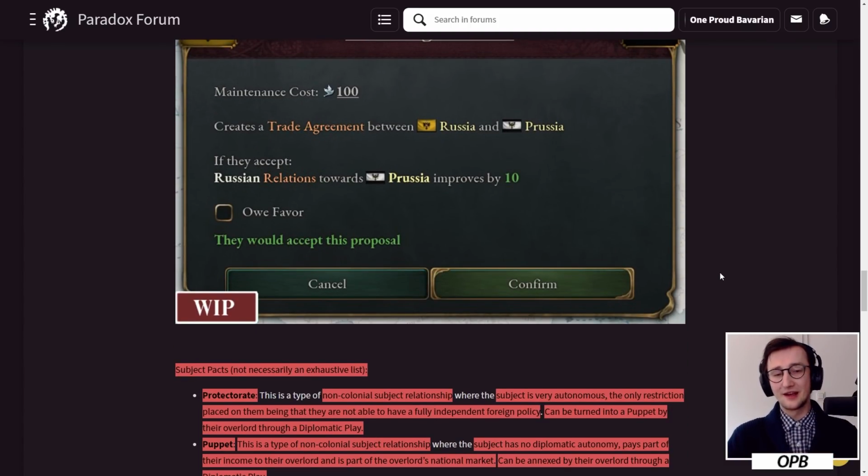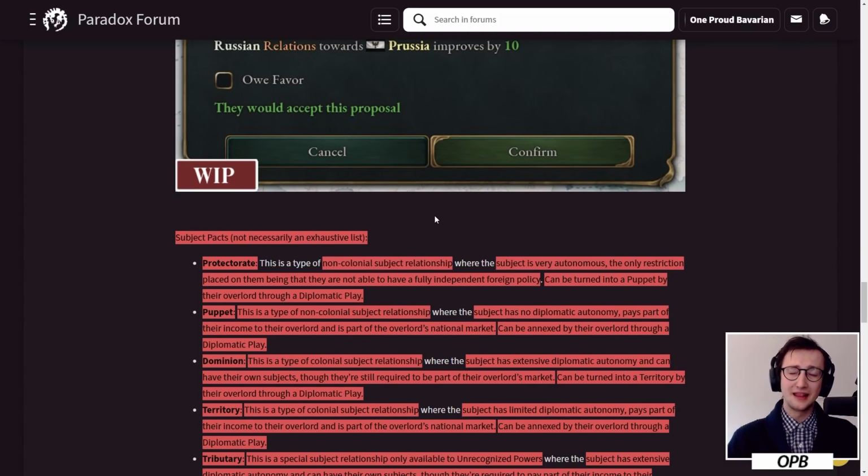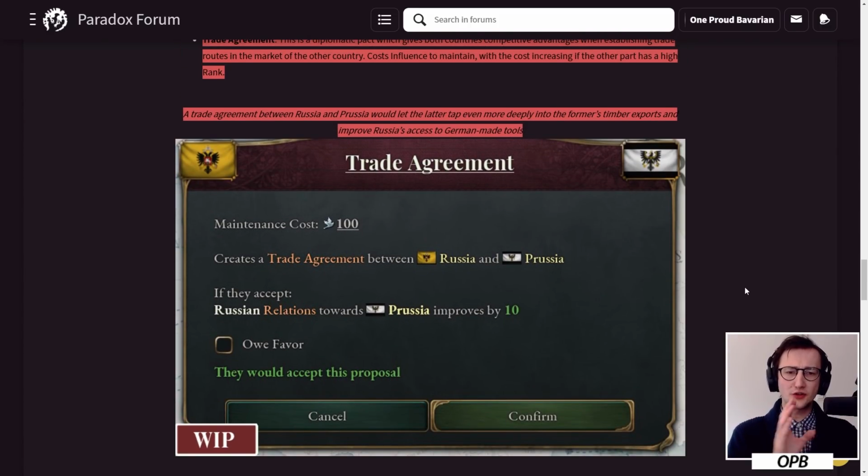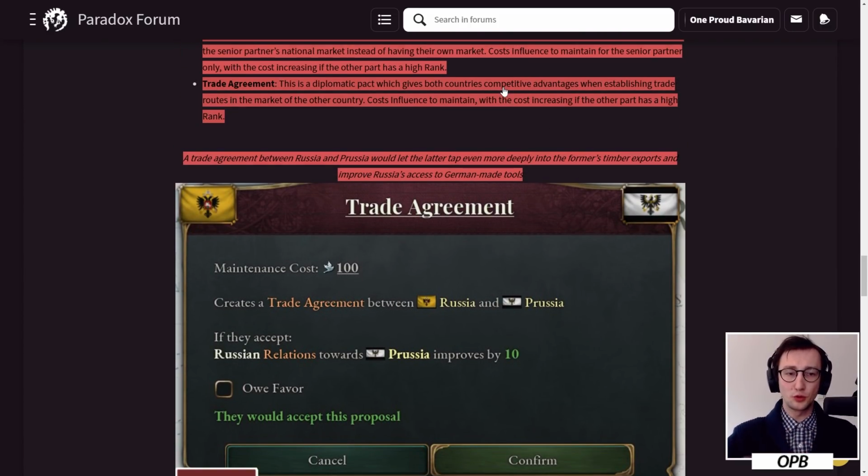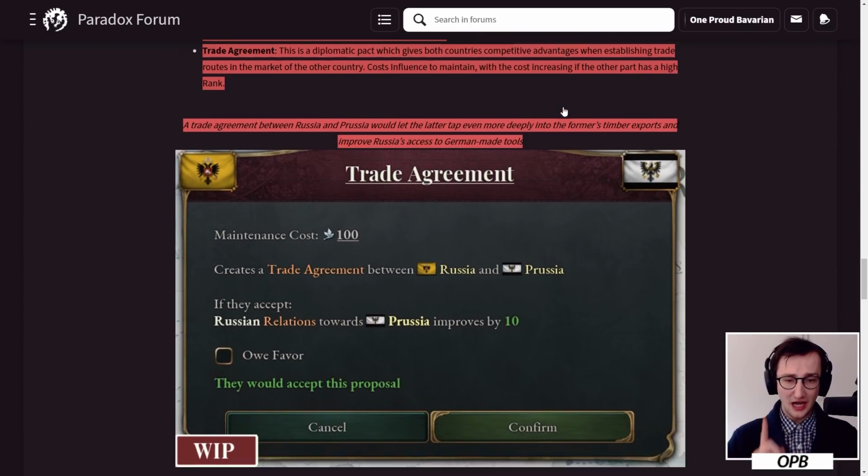I cannot wait for them to go into trade agreement detail. Let me know what you think, what this might mean. What can a trade agreement do for your trade route that would qualify as a competitive advantage? I would be eager to hear your thoughts.